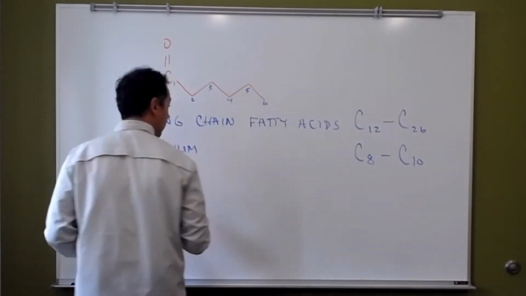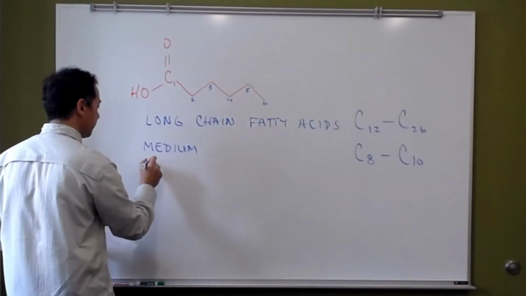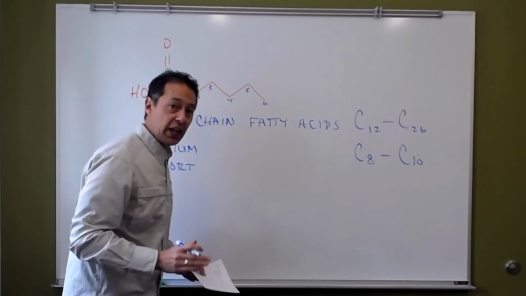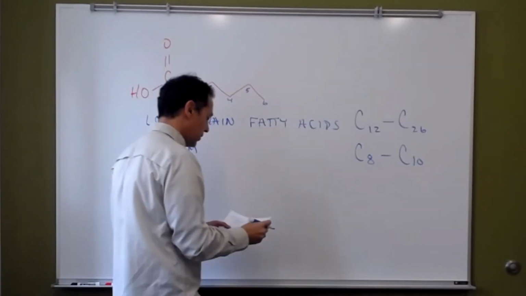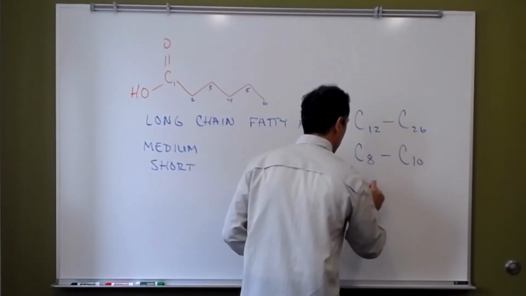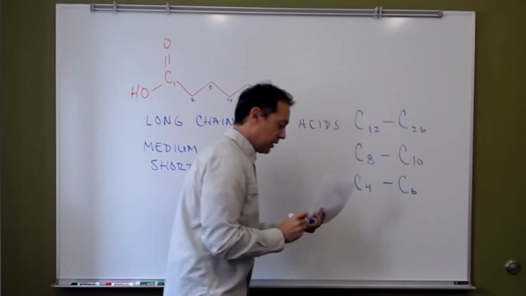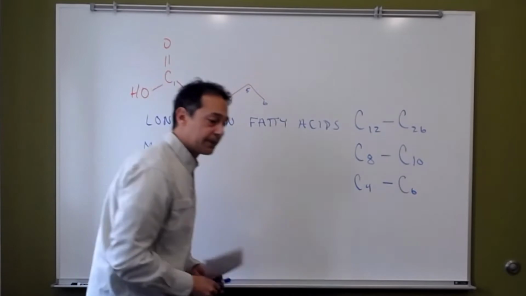carbon atoms in length. And then we have our short chain. Our short chain fatty acids, and these tend to be 4 to 6 carbon atoms in length.